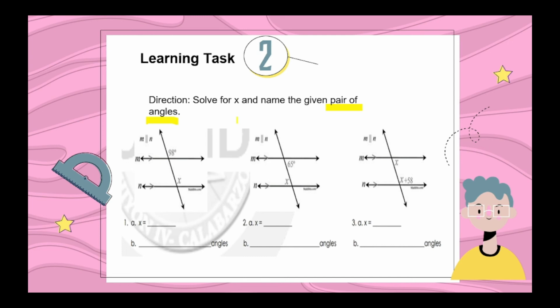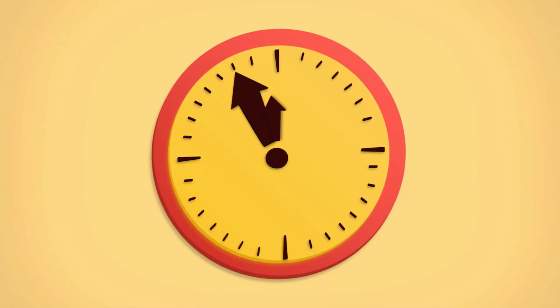Ayan. Pwede rin namang alternate exterior angles. Pwede rin namang alternate interior angles. O kaya same side interior angles. Or same side exterior angles. So, those are the choices on the pairs of angles. Okay? So, bali 2 points yan. Isang check dun sa ating value ng x at isang check dun sa pair of angles. Okay? So, we have items 1, 2, 3. For 2 minutes, timer starts now.